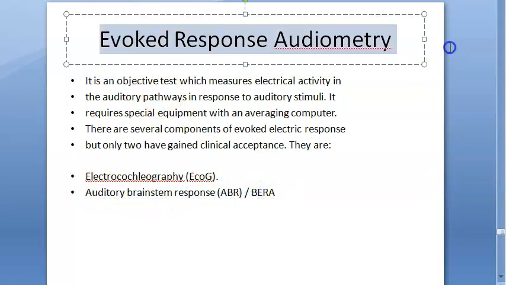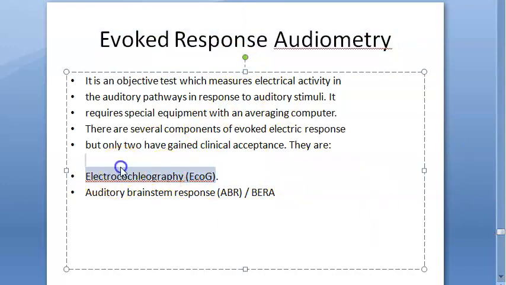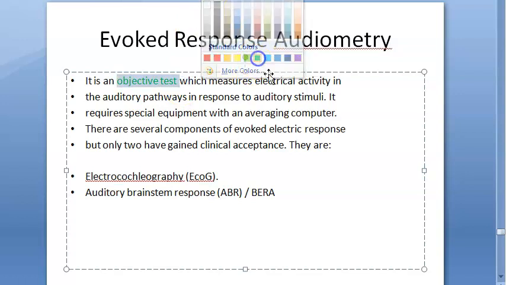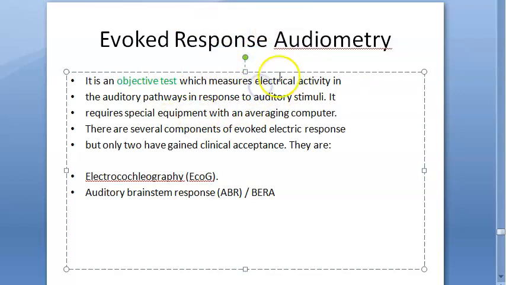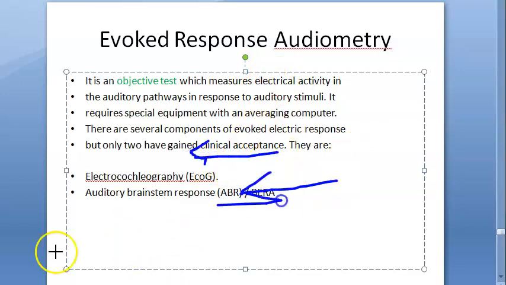So basically this is coming under Evoked Response Audiometry. There are two things under Evoked Response Audiometry: ElectroCochleoGraphy, which is from the cochlea, and this one from the brainstem. Two things you can have. This is also an objective test. The person cannot lie. You will find out for yourself whether the person can hear or not. So it is going to give you the response from the cochlea or from the brainstem.